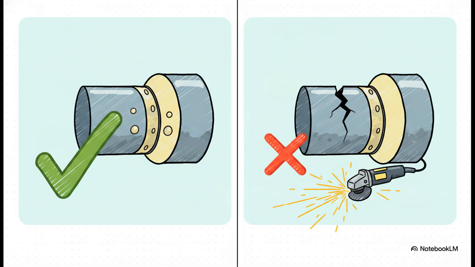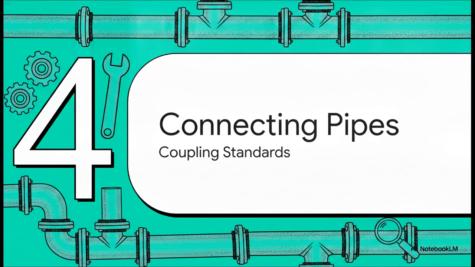On the flip side, things like cracks, a lack of complete penetration, or metals just failing to fully fuse are universally classified as defects. They cross the line. That means the pipe has to be aggressively repaired by grinding and welding, or honestly just rejected entirely. Let's shift gears now to Section 4, connecting pipes and coupling standards.